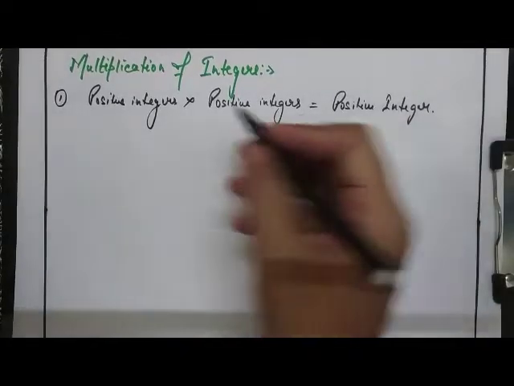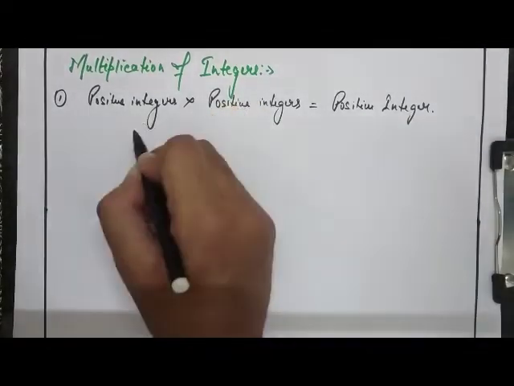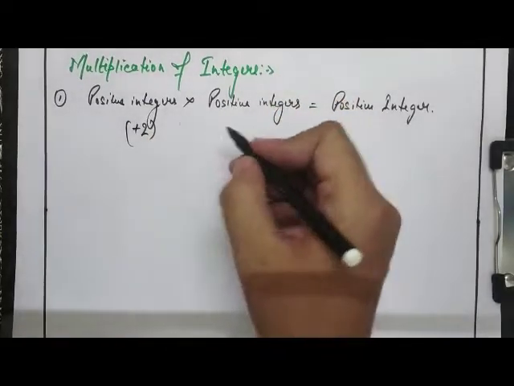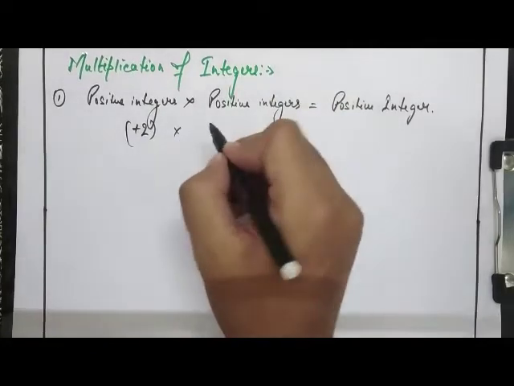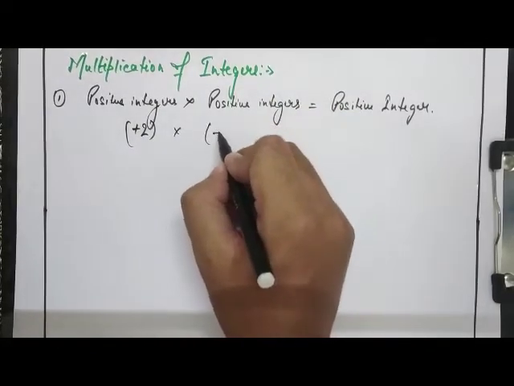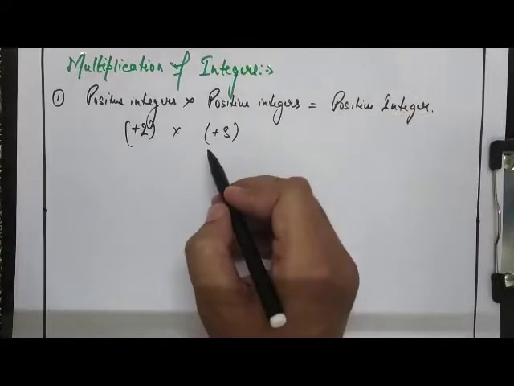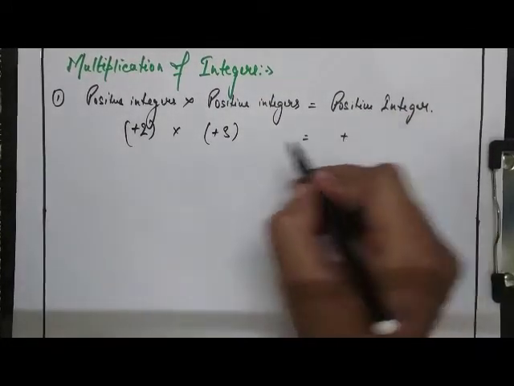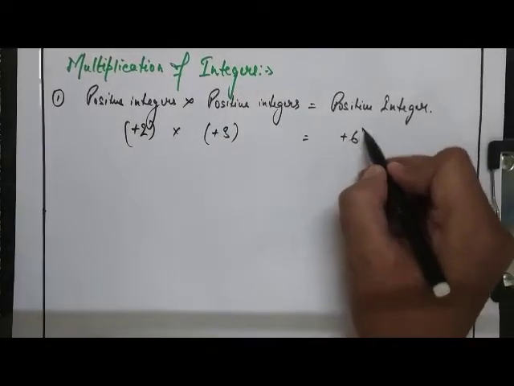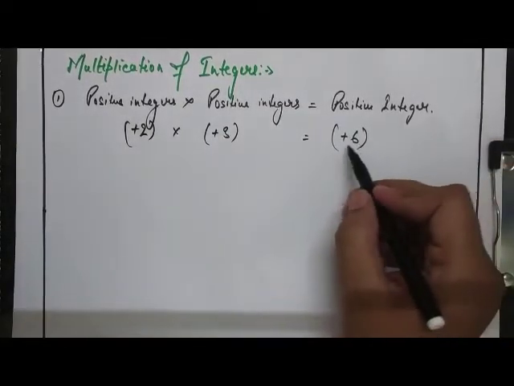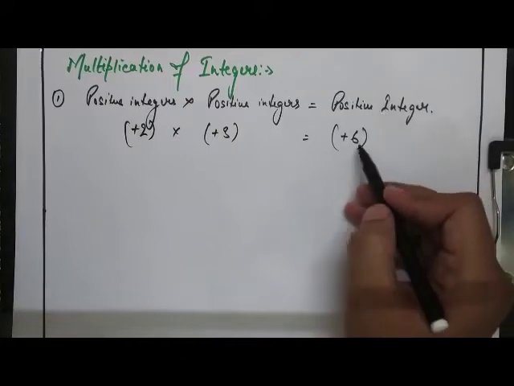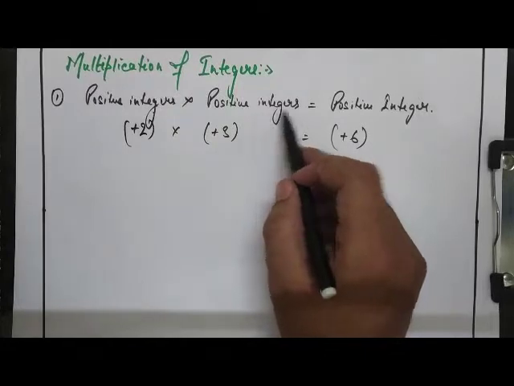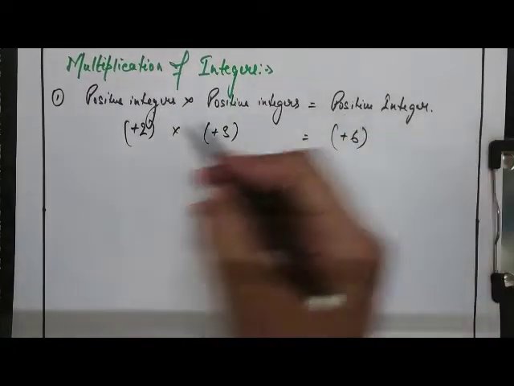Let's take some examples. Suppose we have one positive integer, plus 2. This is a positive integer. If I multiply plus 2 with another positive integer, let's say plus 3, what is the answer? Let's check it out. Plus into plus gives you plus. 2 3s are 6. So can you see that? The result is plus 6, which means it is a positive integer. So whenever a positive integer is multiplied by another positive integer, the result is always a positive integer.